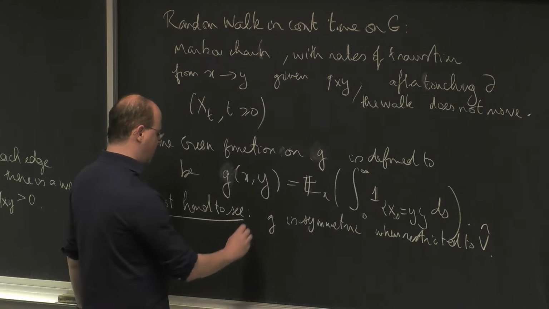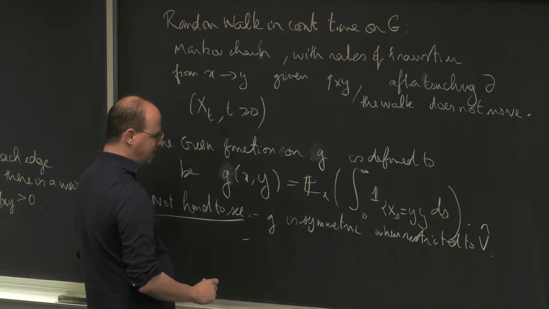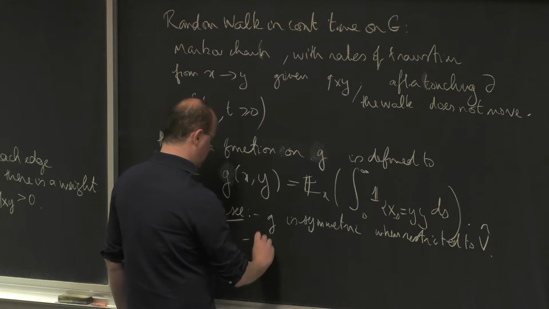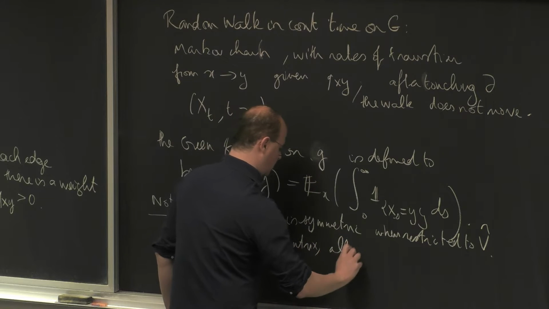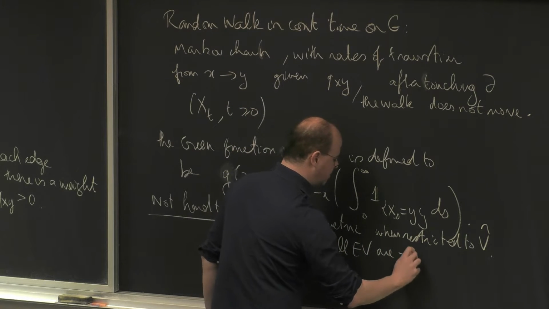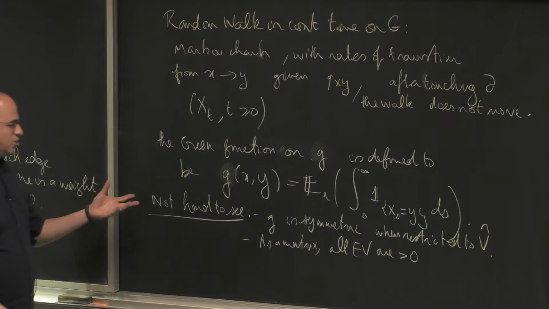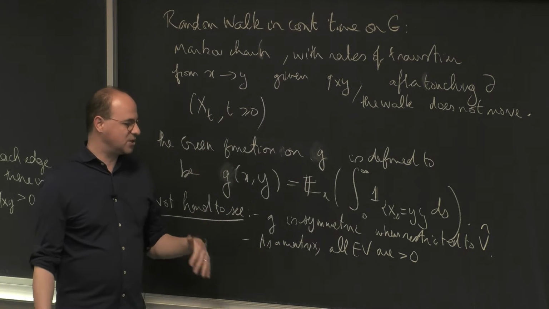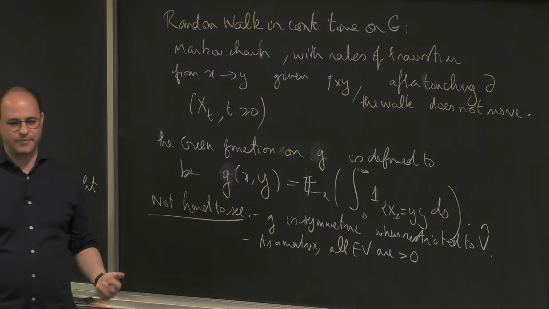Okay, so G is symmetric, and we also can say that, if I think of it as a matrix, all its eigenvalues are positive. And this is related to the fact, if you like, that G is the inverse of the Laplacian. So maybe I'll say it without proving it. G is the inverse of the Laplacian, and all the eigenvalues of the Laplacian are positive.